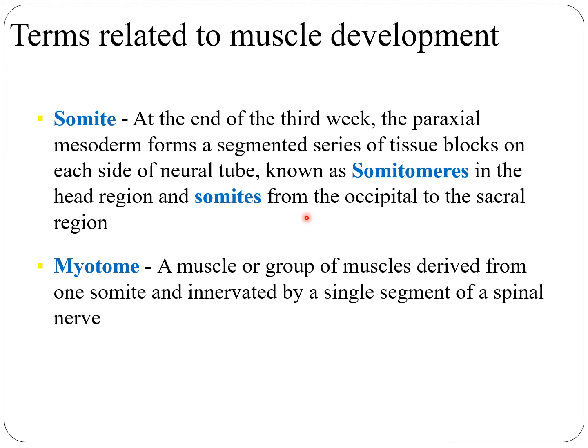Another term we use is myotome. Myo means muscle and tome means a portion or segment. So a muscle or a group of muscles derived from one somite and innervated by a single segment of a spinal nerve is known as a myotome. The important thing is that every muscle forming through a myotome carries its own segmental supply of the spinal nerve of the corresponding region.